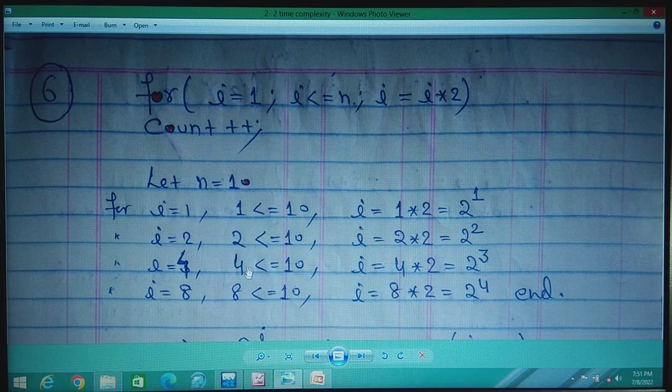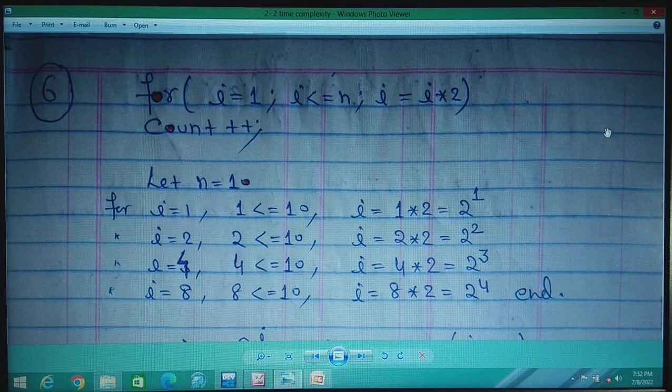1 time, 2 time, 3 time, 4 time. You can see that whenever we are changing this, there is an effect, meaning it will execute only 4 times. Now the question is, what is the time complexity? If we write n is equal to 10, then this count will execute 4 times. If I write n is equal to 100, how many times will this loop execute? If I write n is equal to 1000, how many times will this count execute?